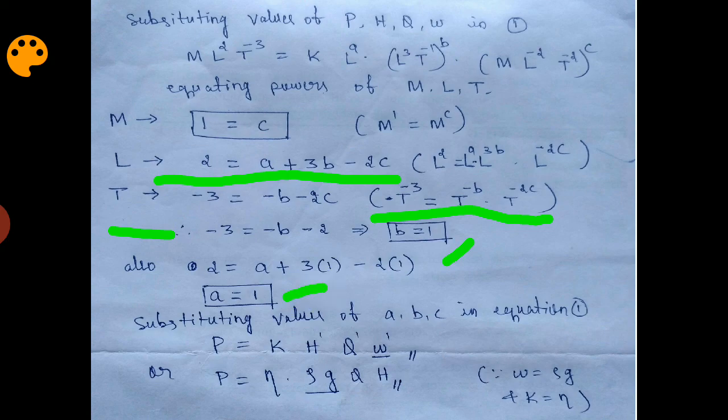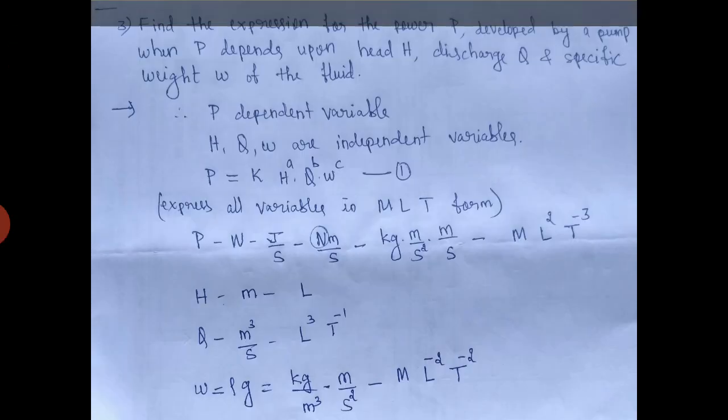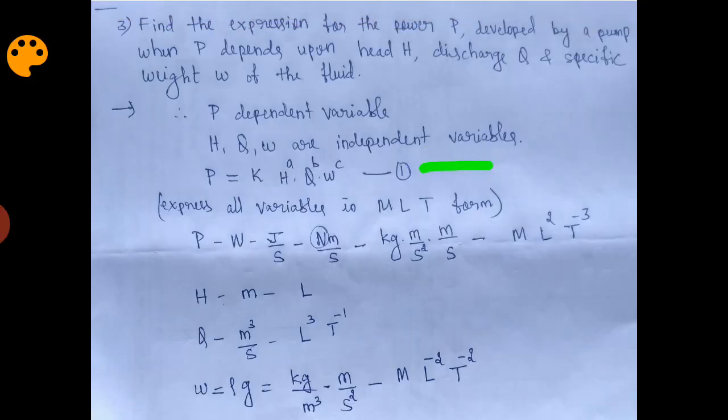Then substituting the values of b and c in this equation, we will get the value of a as 1 on simplification. Then further, we have to substitute the values of a, b and c in equation number 1. Equation number 1 means it is here.